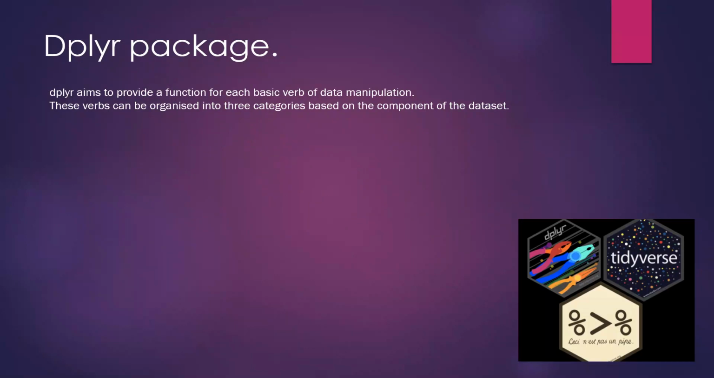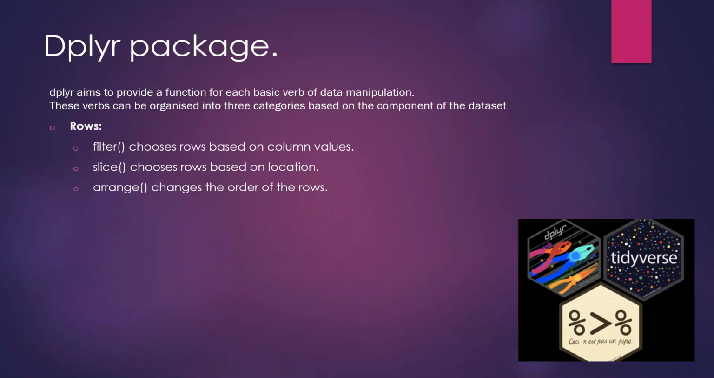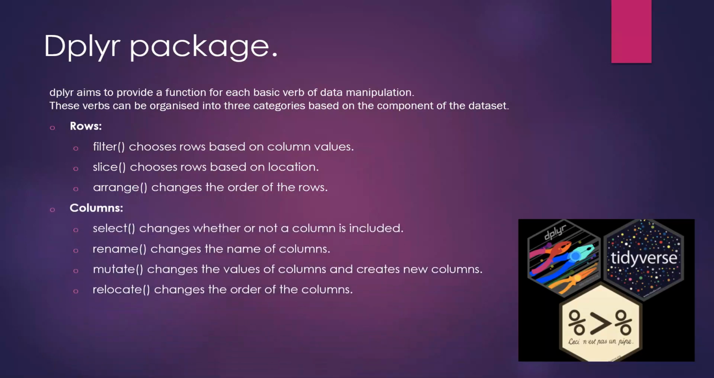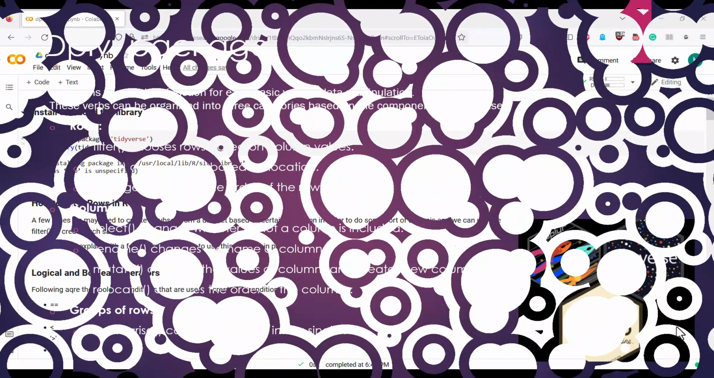dplyr aims to provide a function for each basic verb of data manipulation. These verbs can be categorized into three categories based on the component of the dataset. For the row level, we have three main functions: filter, slice, and arrange. For the column level, we have four main functions: select, rename, mutate, and relocate. And for the summary of the data, we can use summary functions along with the group by function. But please remember, this is not an exhaustive list. dplyr has many other functions and we can see them in due course.